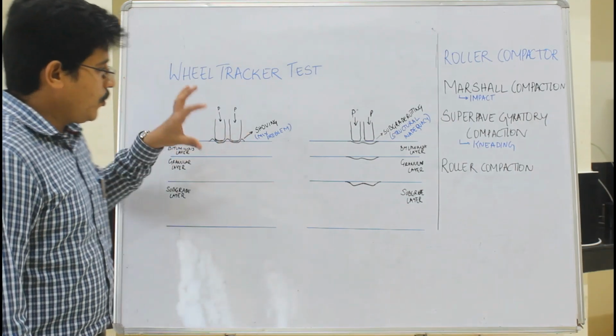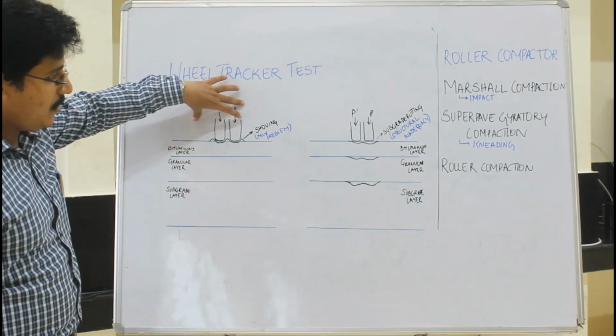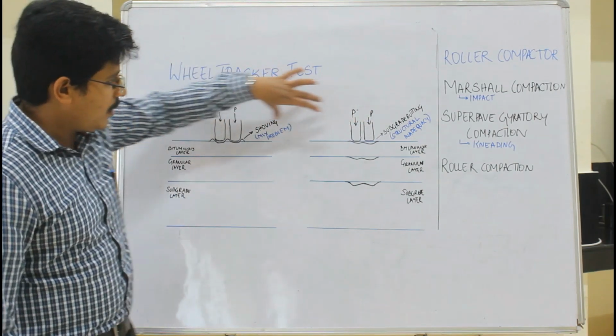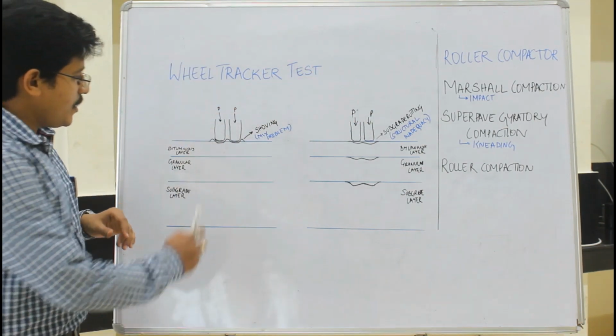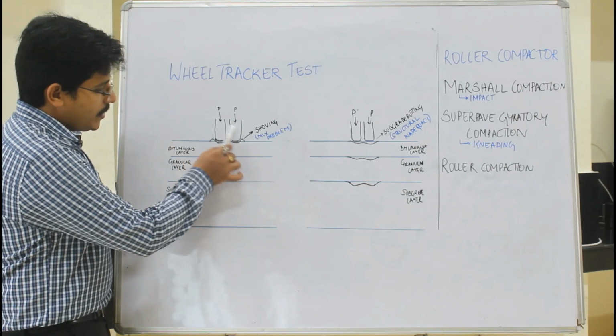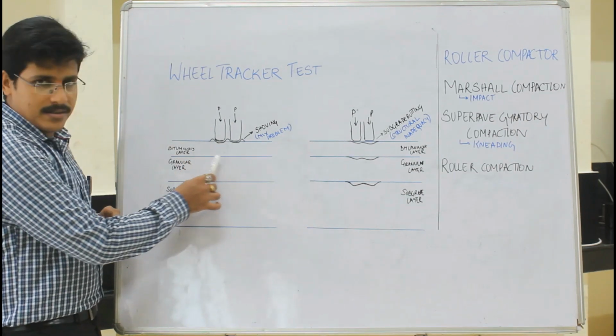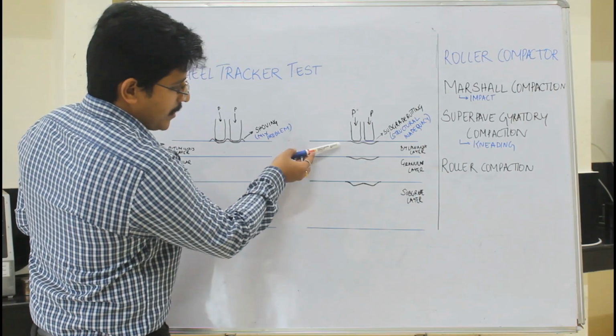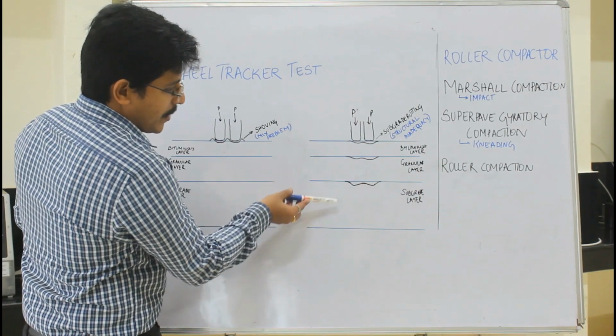So rutting can happen in two types. One is the mix rutting and the other is the subgrade rutting. You can see the difference between these two particular pavement cross sections. If you see here, the rutting is seen only in the bituminous layer. Here, the rutting is seen in all three layers: this bituminous layer, granular layer, and subgrade layer.